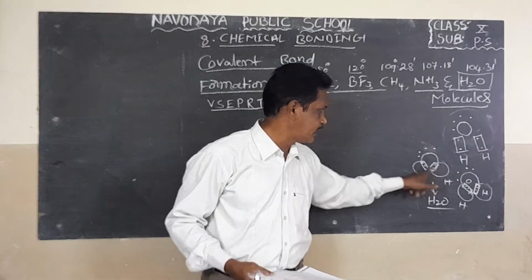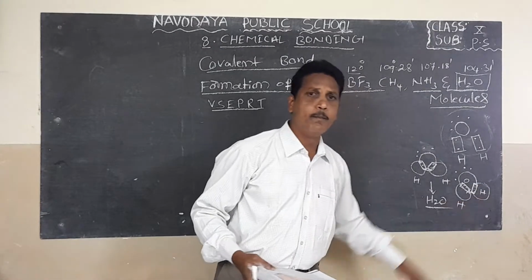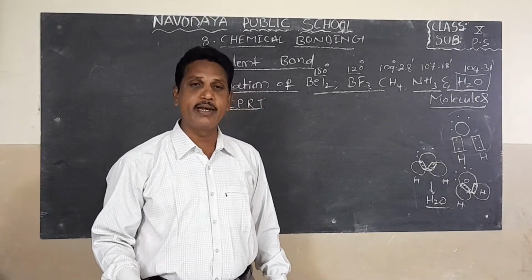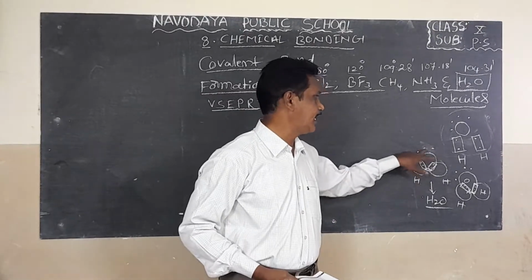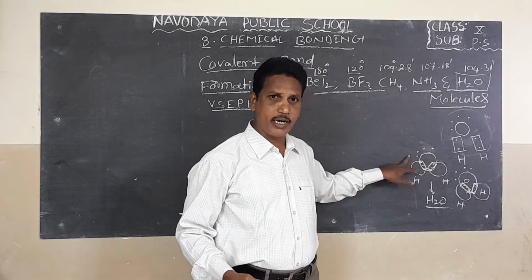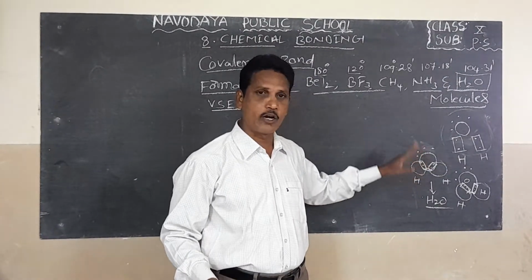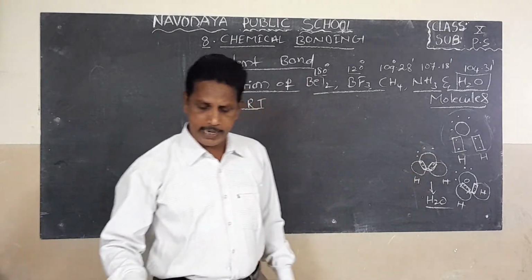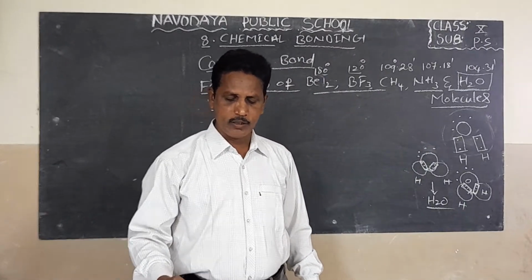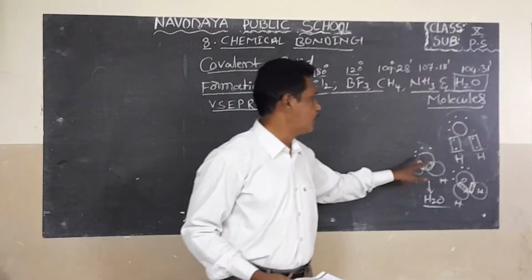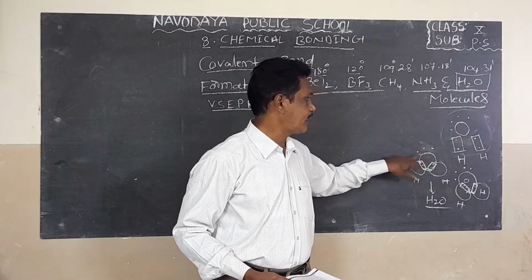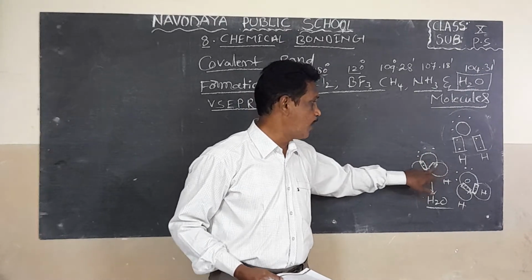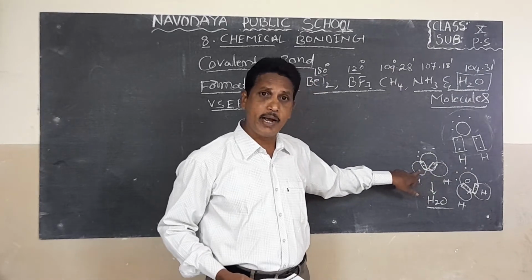These 2 pairs are called bond pairs of electrons. Lone pair means unshared electron pair, unshared with another atom. Unshared electron pairs are non-bonding electron pairs. These 2 pairs of electrons are non-bonding electron pairs. They are attracted to only one nucleus, that is the oxygen nucleus.